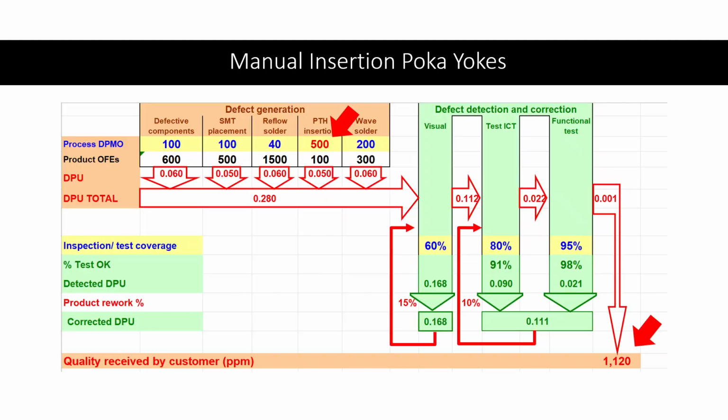PTH insertion, being a manual operation, is the main contributor to defects. We can look at ways to add some Poka-Yoke's, defect-proof devices, or look at ways to automate. Suppose we are able to reduce the PTH insertion DPMO from 1500 to 500. The result would be a reduction of defective products to 1120 ppm.